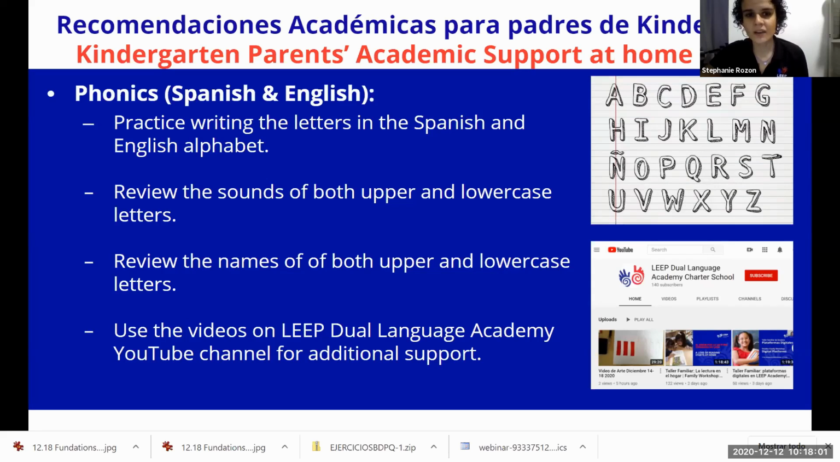For example, what sound does the C make? It makes the K sound. What sound does the P make? It makes the P sound. You can switch between asking what sound does this letter make or what is the name of this letter.